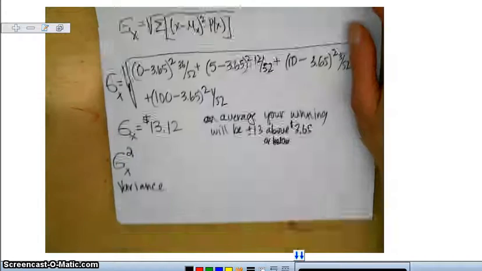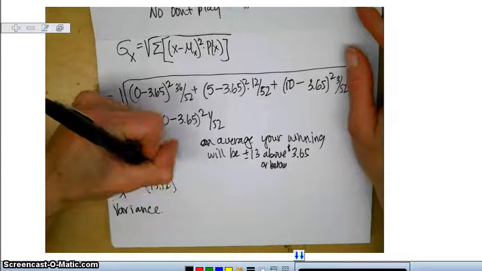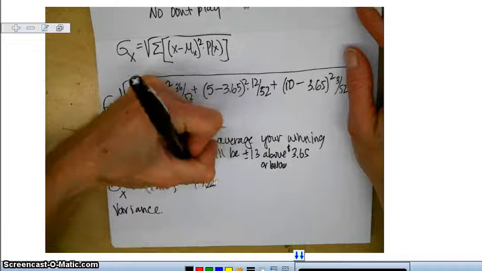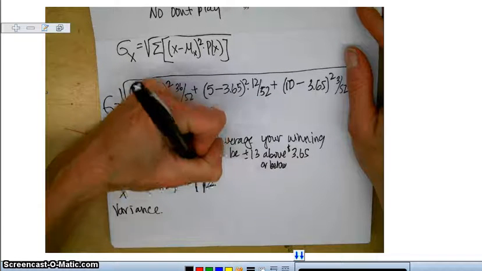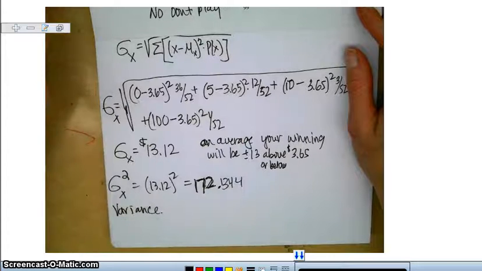Okay, the variance, if you take the standard deviation squared, you get the variance, and that is 172, not 17.2, 172.31344. So you just square it, and that's the variance.